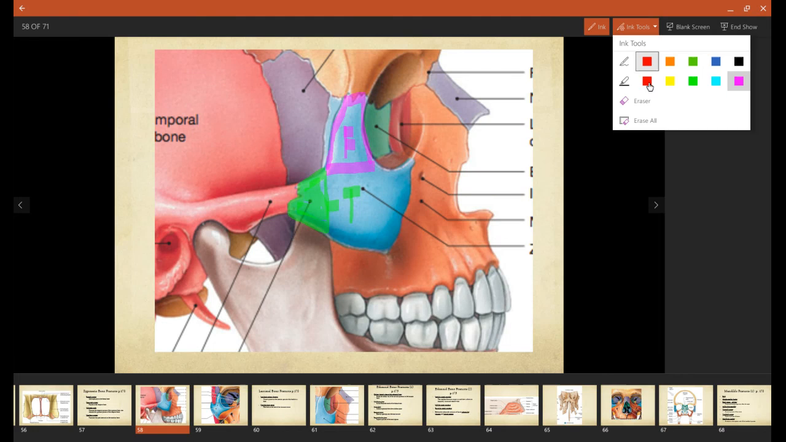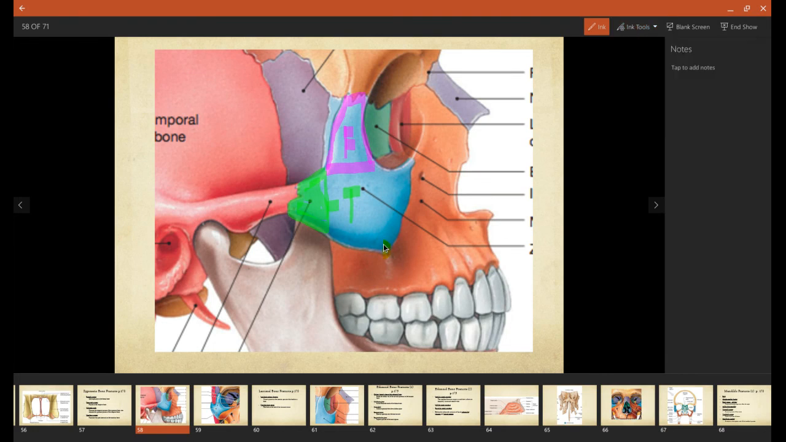The maxillary process is just going to be this small extension coming from the body right here. We'll see a little bit better view of that here in just a moment. Right there.